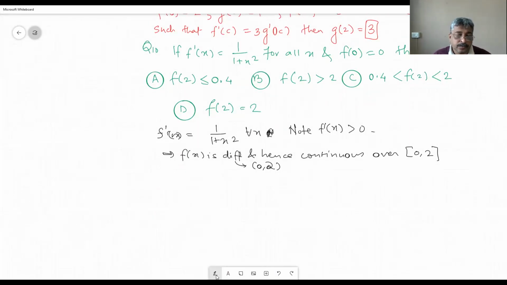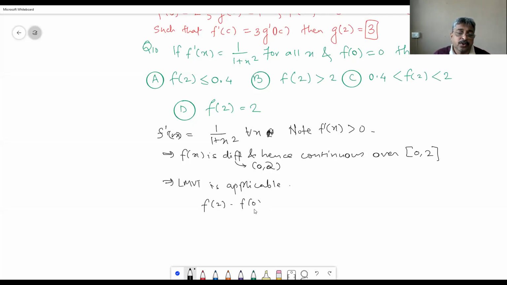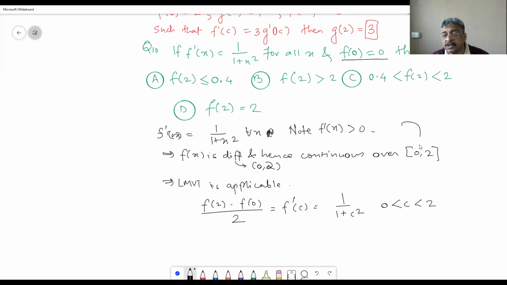Okay. Therefore, LMVT is applicable. LMVT says f of 2 minus f of 0 upon 2 is equal to f dash of c is equal to 1 upon 1 plus c square. Correct? And c will be between 0 to 2. Now, why 2? We have 0, it is given. Therefore, we have selected 0. And why 2? Because the answer is in f of 2. So, we are selecting this.